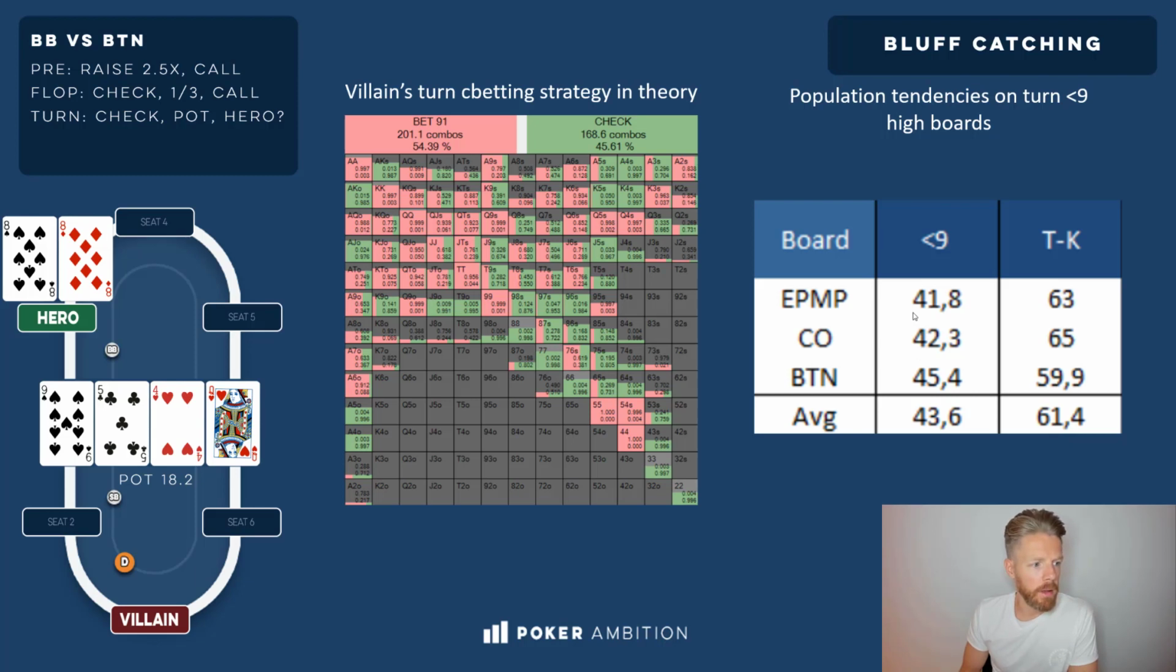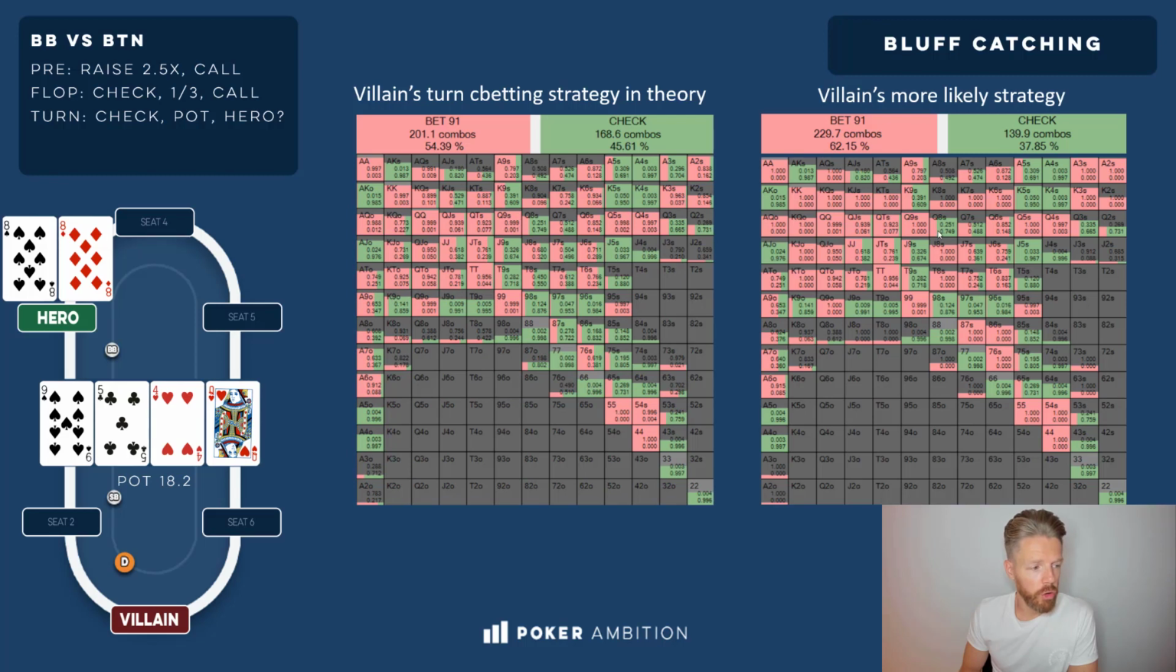So the next step would be to tell the solver that we're not facing this strategy, but we're facing this strategy. The response that we have as big blind is always dependent on the strategy that, in this case, the in-position button is using. We're responding to a strategy.